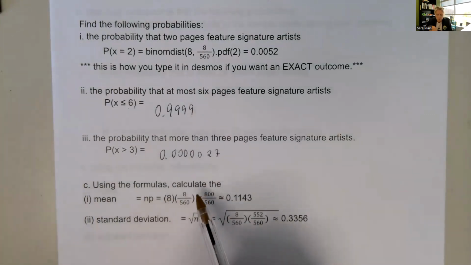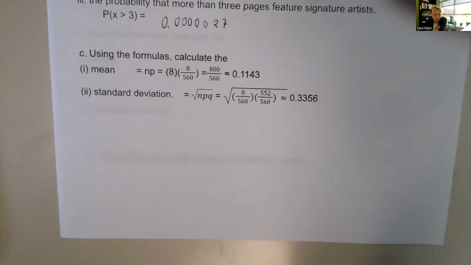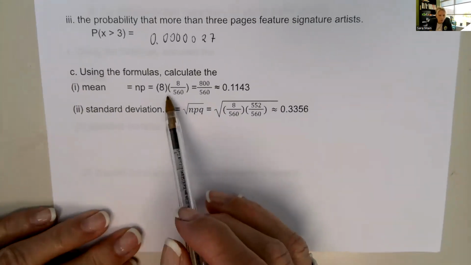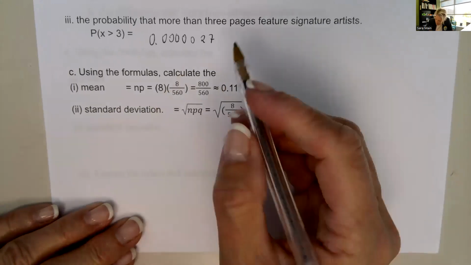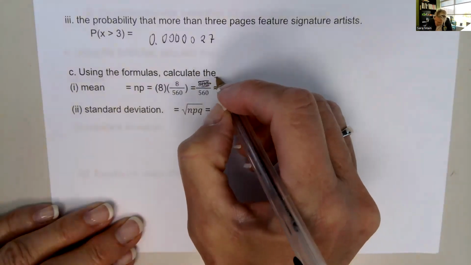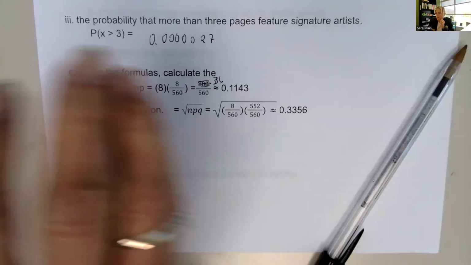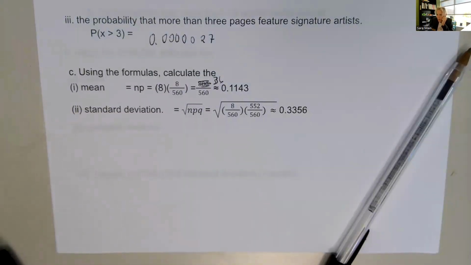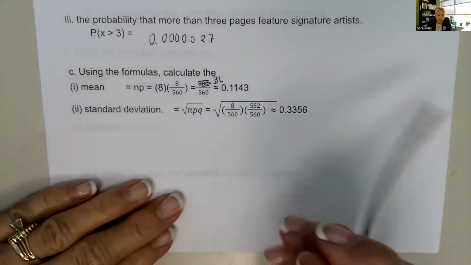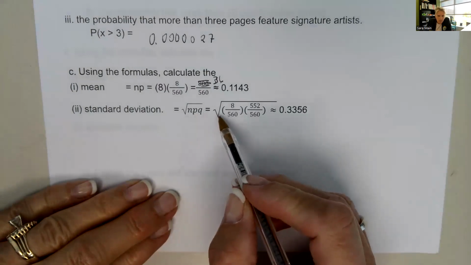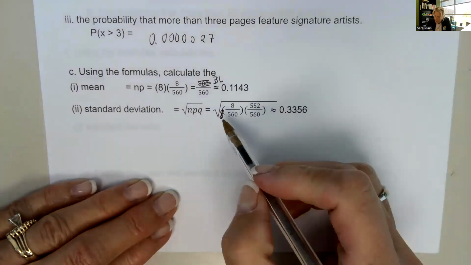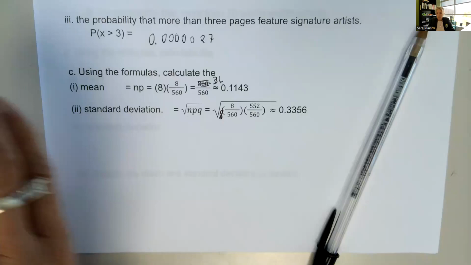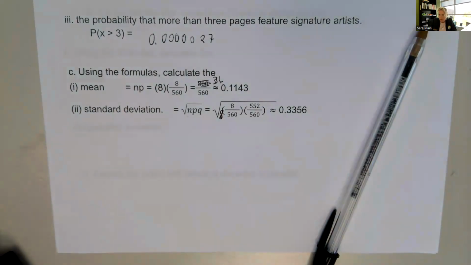Then using the formulas, calculate the mean and standard deviation. So putting that into Desmos, N is 8 and P is 8 out of 560. Oops, this becomes 36 out of 560, which is 0.1143. And then the standard deviation is the square root of N times P times Q. And this should be an N right here. So 8 times 8 over 560 times 552 over 560.